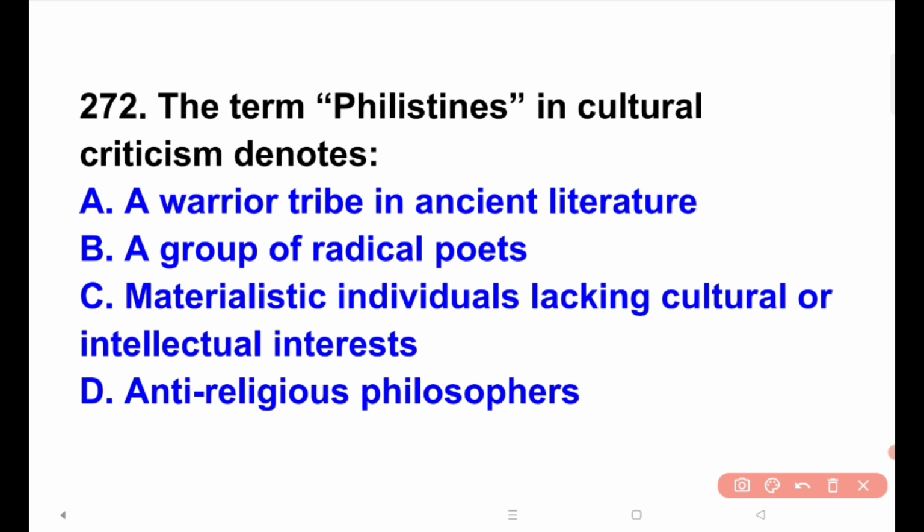The term Philistine in cultural criticism denotes option C, materialistic individuals lacking cultural or intellectual interest, like savages. A class of prosaic, often frigid individuals guided by material rather than intellectual or artistic values. Matthew Arnold condemned the Philistines. Ruskin, Lewis, and Eliot had different focuses in their criticism.